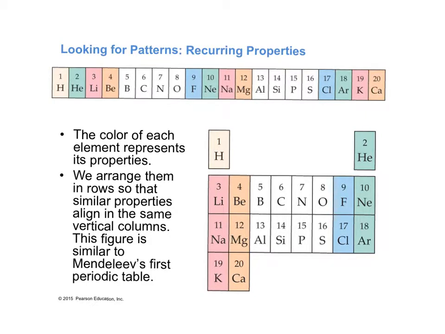Some of them do have special names, like this very first column, which are called the alkali metals. I wouldn't ask you at this point to know that versus the alkaline earth metals, with the exception of maybe this one. Does anyone know what this last column, column 18, is called? They're called the noble gases. They're also called the inert gases.